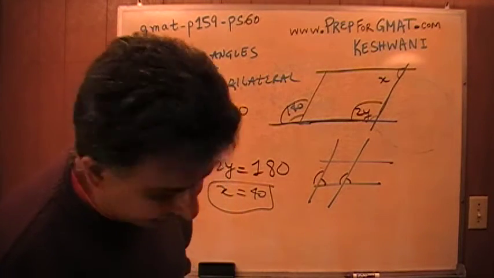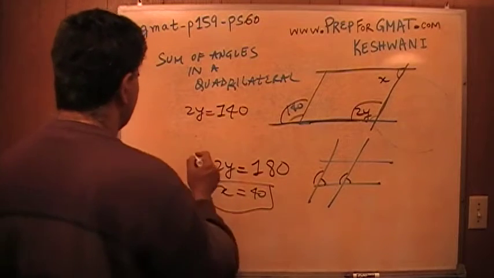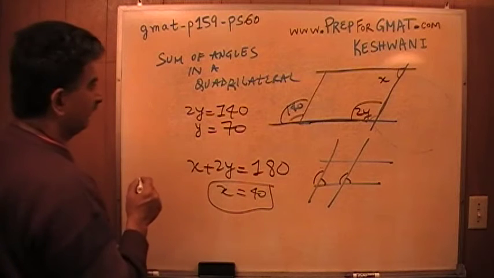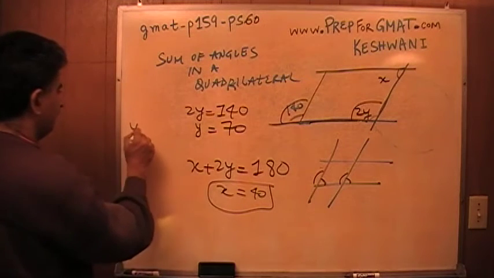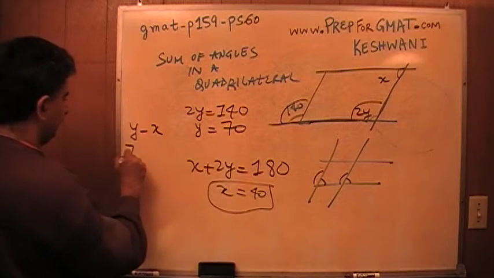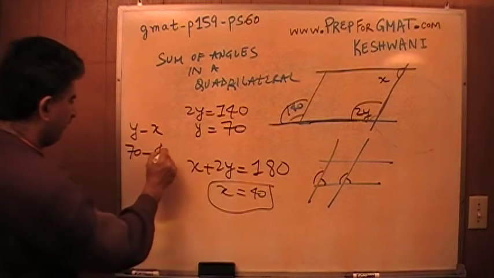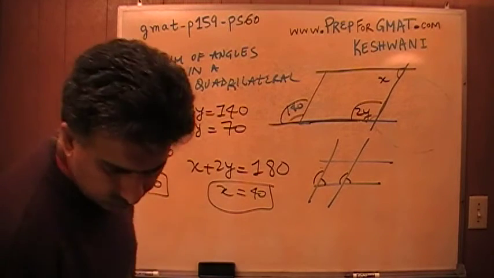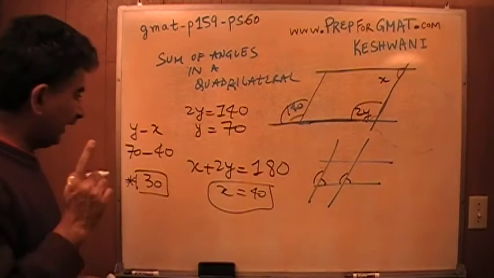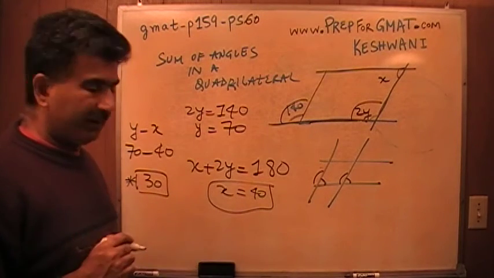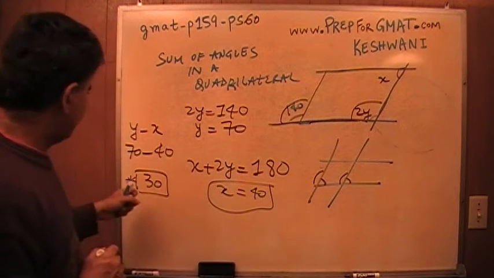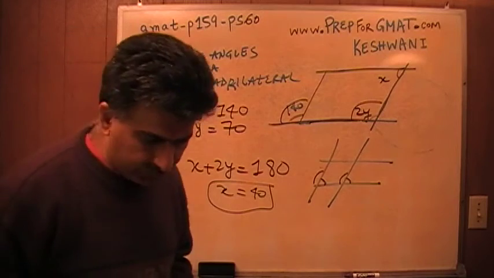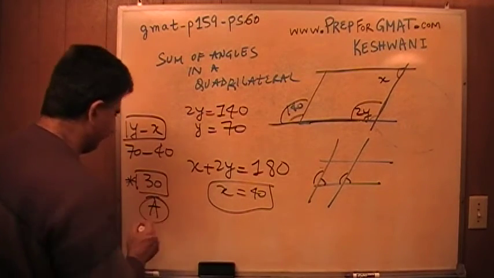But they're not looking for the value of x, they're looking for the value of y minus x. So y from here is 70. So y minus x, let me put it someplace on the top so you can see it. y minus x, y is 70, minus x is 40, so the answer is 30. The answer is 30. You see, I almost picked 40 as the answer choice because I wasn't paying attention. They're not looking for the value of x, they're looking for this quantity, y minus x. The answer is 30. Letter A is the answer.